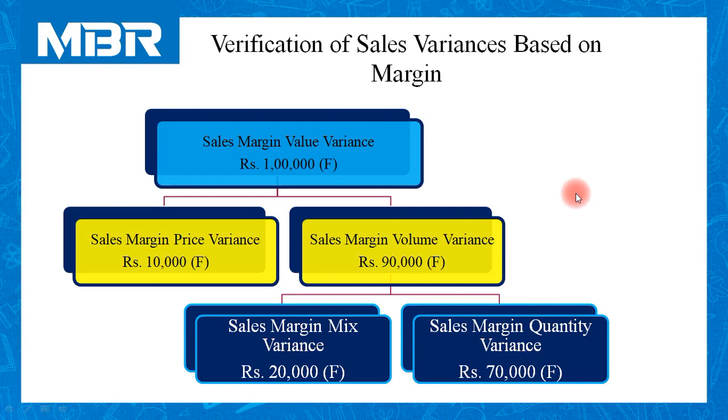I hope everybody is clear with the calculation of sales variances based on margin. Only the difference is that margin based variances are calculated using the figure of budgeted profit and actual profit instead of budgeted price and actual price.